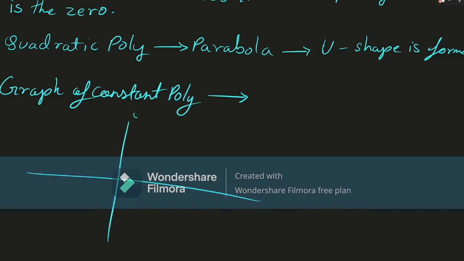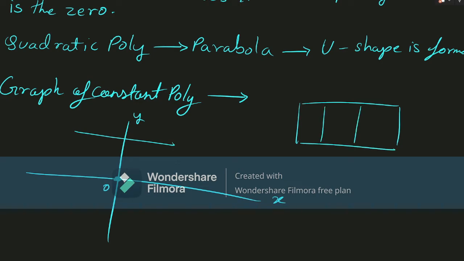suppose this is my y-axis, this is my x-axis, and here is 0 in the middle. Now in a constant polynomial, the line which is formed by the solving of the polynomial, you will learn this in the third chapter actually, where you have to draw these boxes and then graphically represent the equations. So first you will put some value of x and y. Once you get the value of y or x, that is your answer. And then you have to plot these.